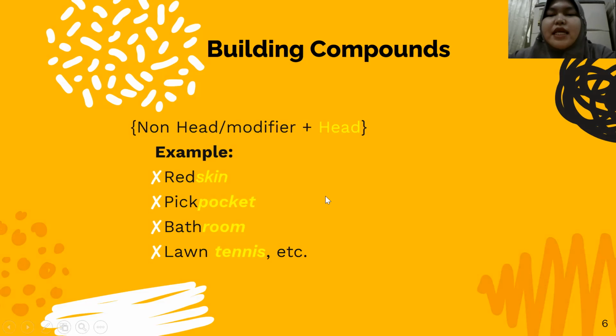We're talking about building compounds. So this is the way for building the compounds. First, we need a non-head or modifier. The second one, we need a head. For example, here is redskins, pickpocket, bathroom, lawn tennis. This has one meaning, but inside it is two free morphemes. Example is redskin, pickpocket, bathroom, and lawn tennis.